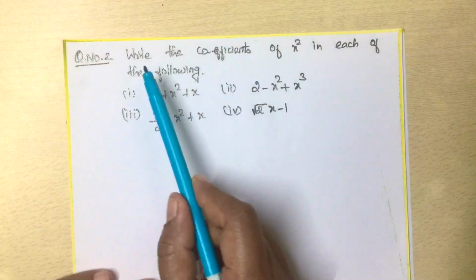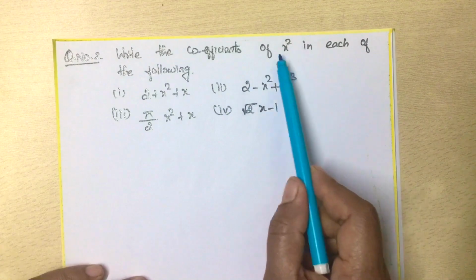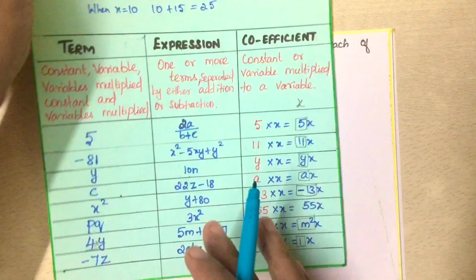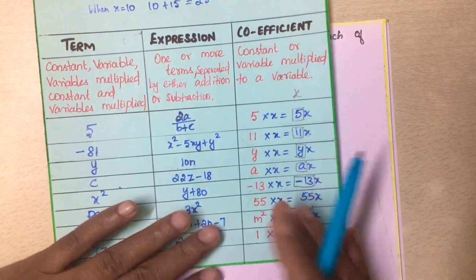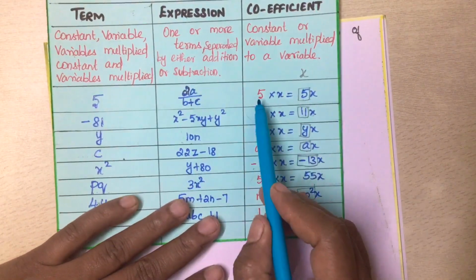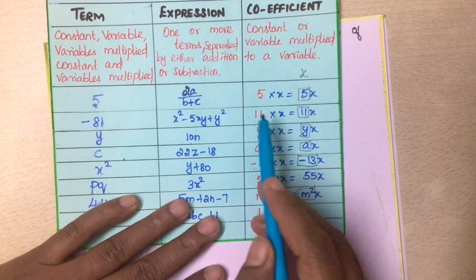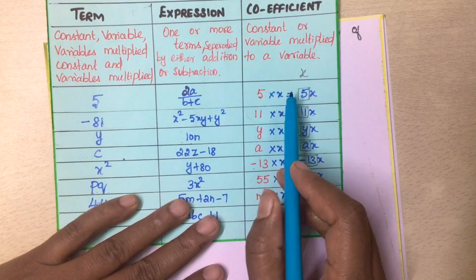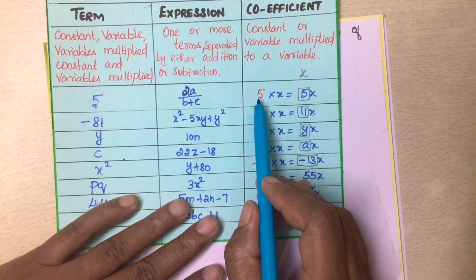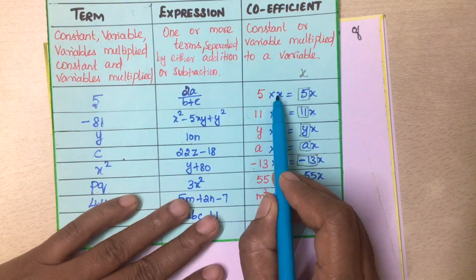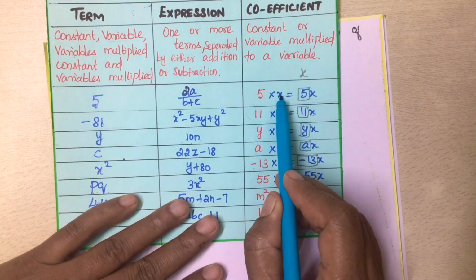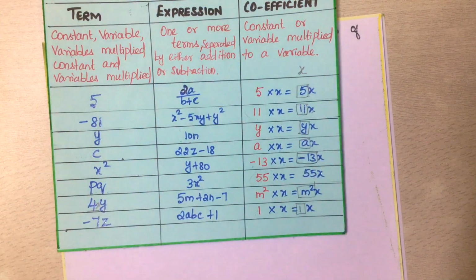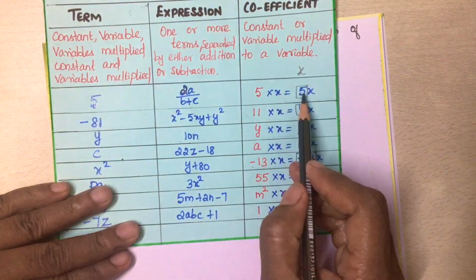The second question. Write the coefficients of x square in each of the following. You have to understand what is the coefficient. Now always remember, coefficient is any constant or a variable which is multiplied to the given variable. So here, for example, 5 into x. What is multiplied to x? 5 is multiplied to x. Now we can say the coefficient of x is 5.